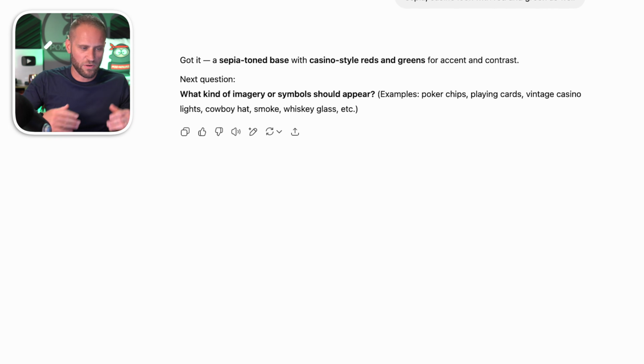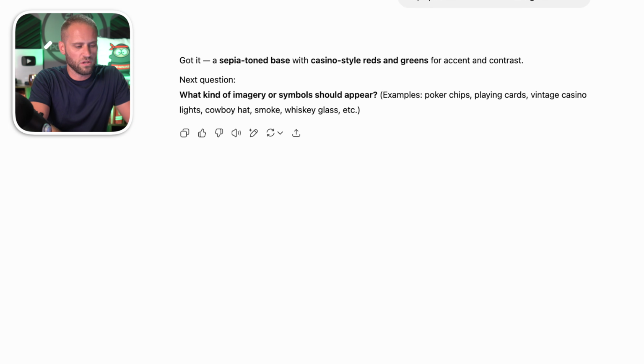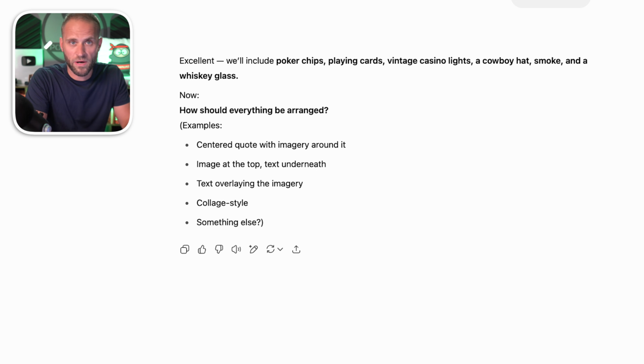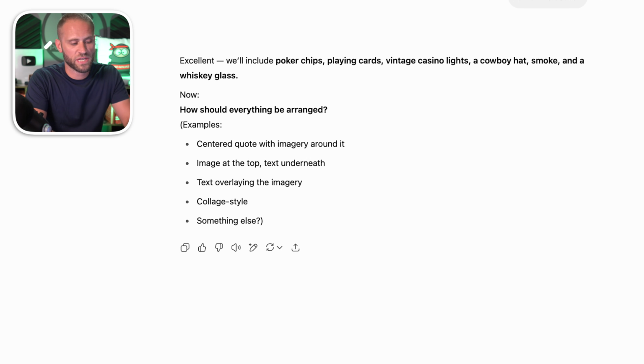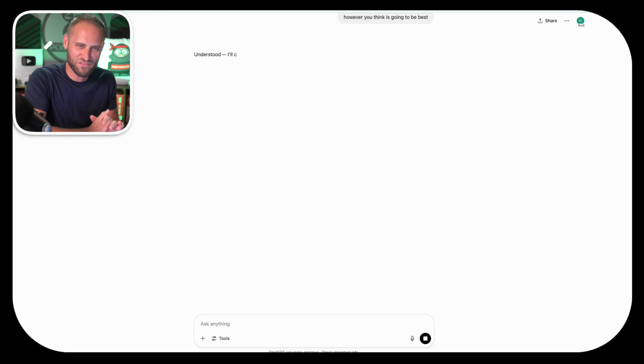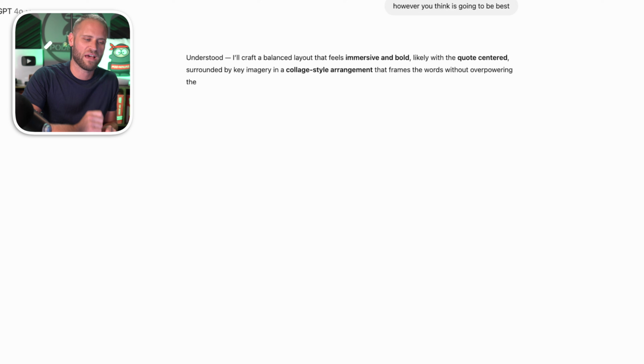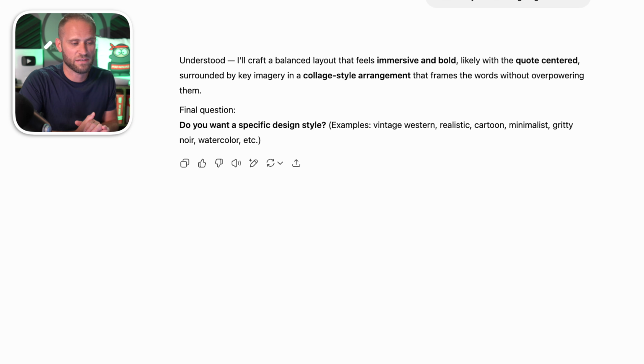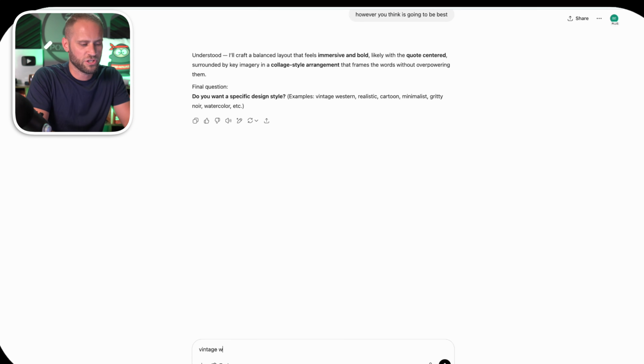It's now asking us about imagery and symbols. I'm going to say all of the above. It's now asking us about how everything should be arranged. I'm going to say however you think is going to be best. Sometimes you can leave certain things up to ChatGPT if you don't have an answer for it. Now it is asking me lastly for a design style. I'm going to go ahead and type in vintage western.